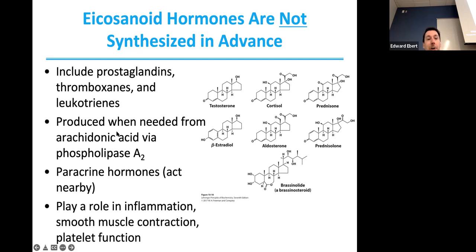And those depend on arachidonic acid, which you have to get from your diet, and various phospholipases. Phospholipase A2 will start cleaving these and making the drugs in here. Paracrine hormones, which are going to act nearby, play a role in inflammation, smooth muscle contraction, platelet function, all that good stuff. So they're made as needed, typically in response to injury.